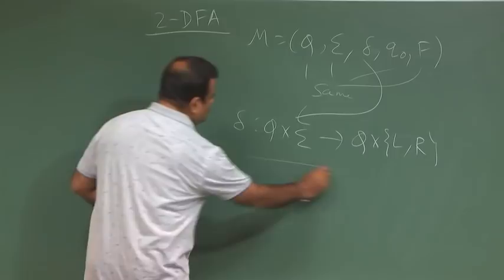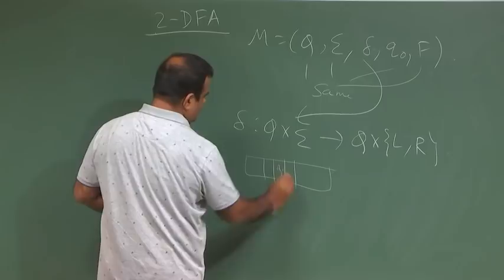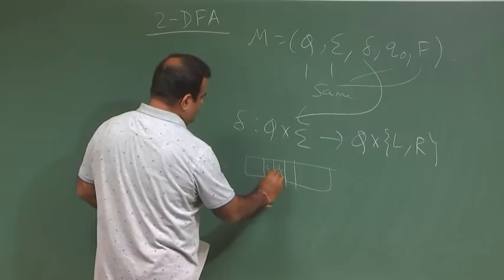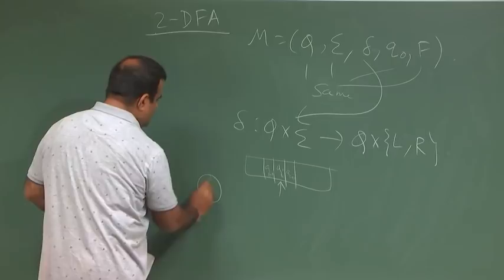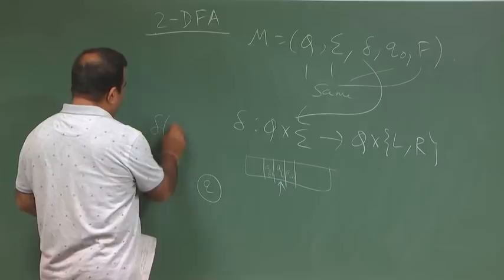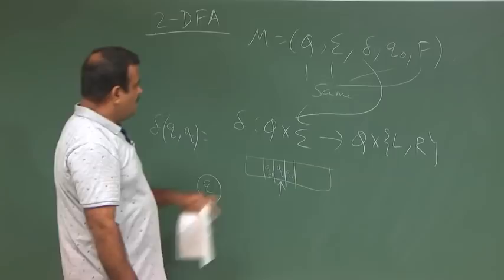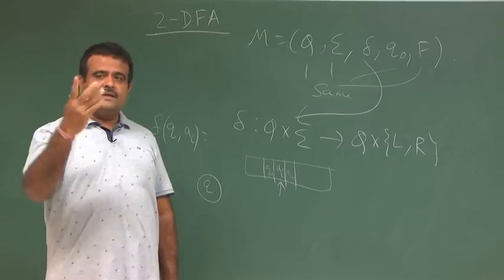Okay, so suppose we are here at E I, and this is E I plus 1, E I minus 1 and E I plus 1. Suppose the head is pointing here, and at that point of time we are at state q. Now suppose delta of q, a I. The output will be a state along with the movement of the tape head. It will either go to the left side or the right side.